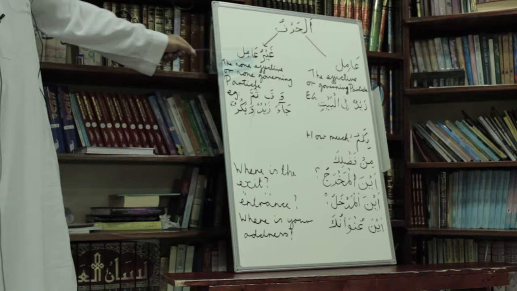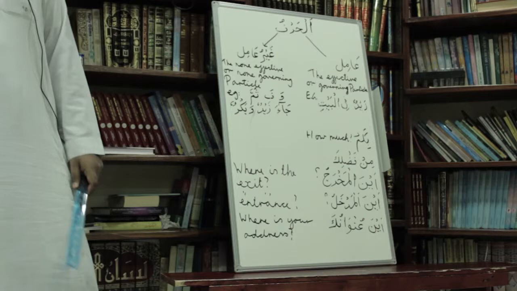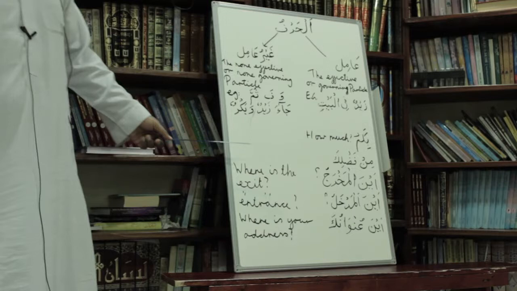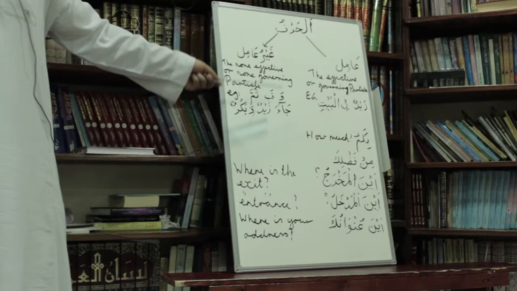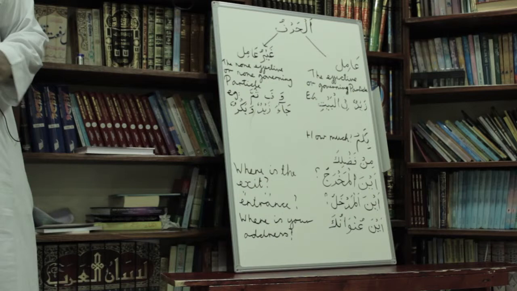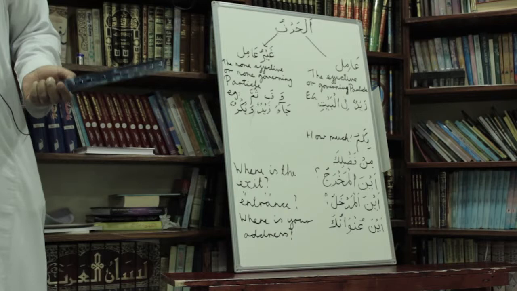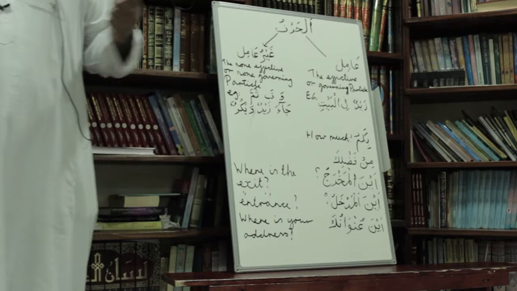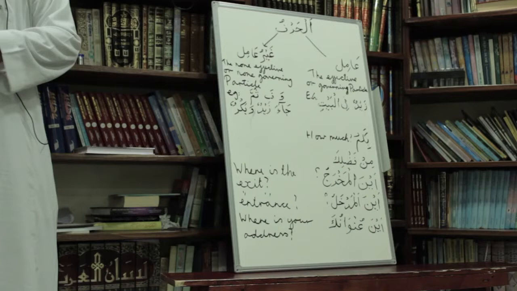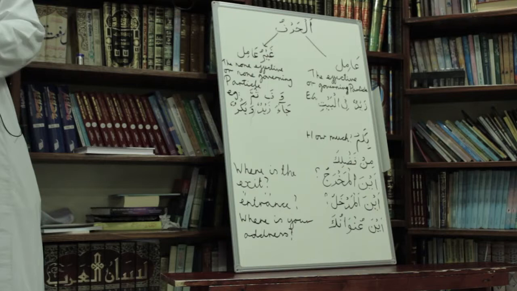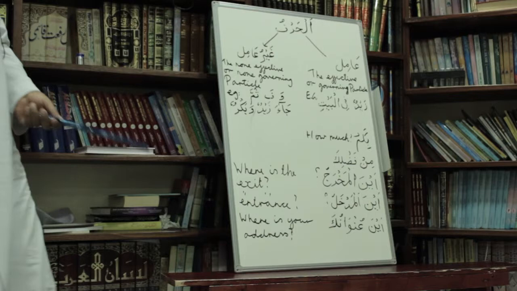Then you have ghair amil, the non-effective or non-governing particle, meaning that particle which has no effect on the word that comes after it. These are some of the non-governing particles. Waw. So you have waw here again, which shows there are many types of waw. We have one waw, which is waw qasmiya, which has an effect on the word that comes after it. Then you have waw atifa, which is a connecting word. In English you have connecting words, don't you? My daughter is learning connecting words in school. So waw atifa is a connector.